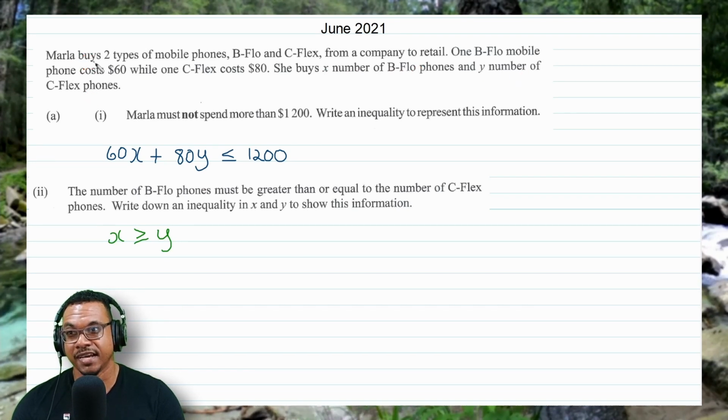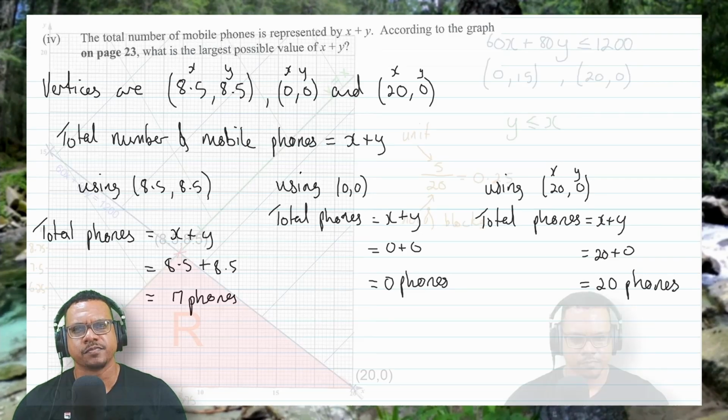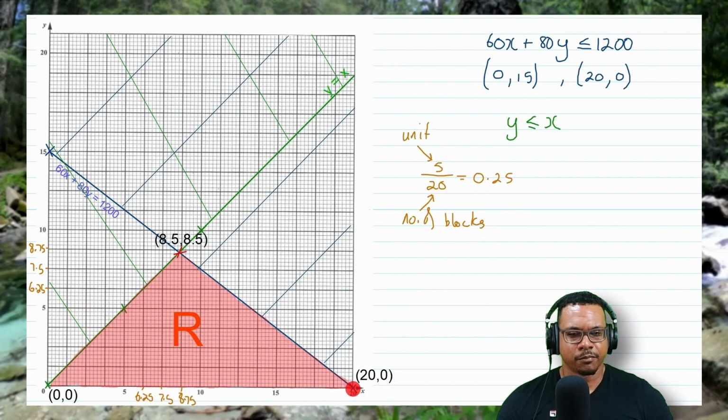And the same Mala buys 2 types of phones. So she's buying 2 types. All right, so she must have at least one of each. So when it comes to this 20 phones here, this is only 20 of X, which is 20 B-flow phones and no C-flex phones. But she had to buy at least one C-flex phone. All right, so let's go back to our graph now.